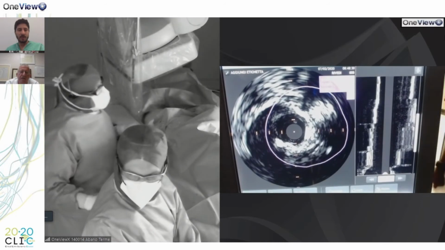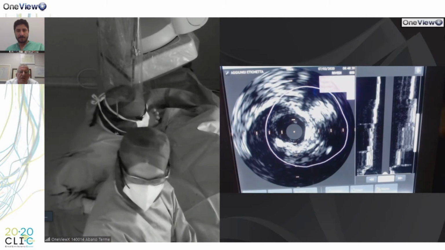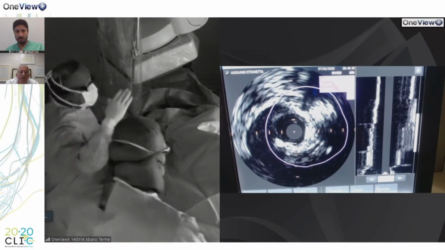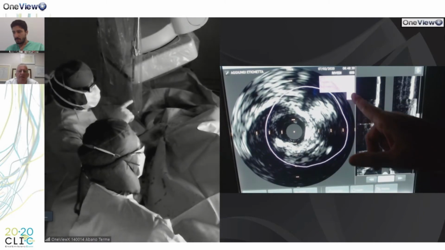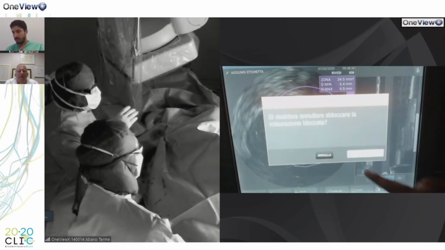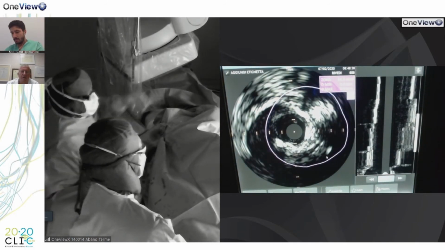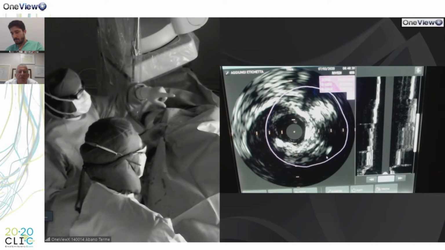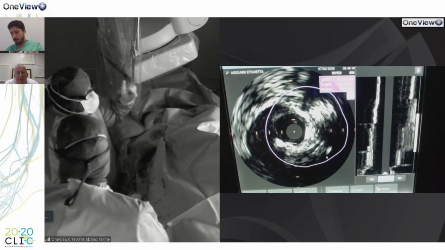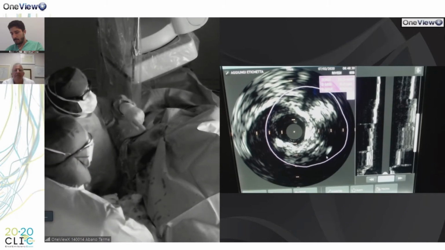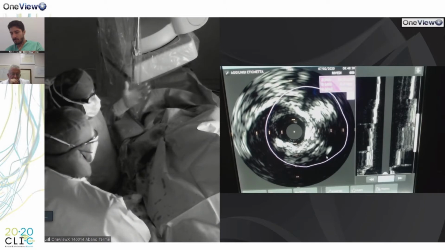This is the worst lesion, I think, in this, because there is something. I don't know if it's a piece of a plaque, if it's something like a flap, but in this area the lumen is really reduced. It is much worse than the angio imaging, I think.